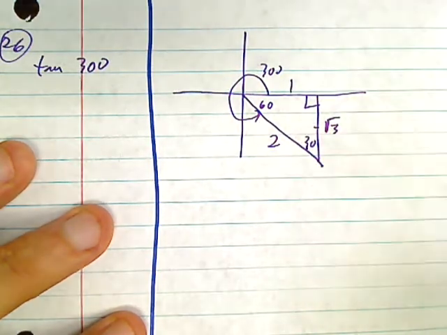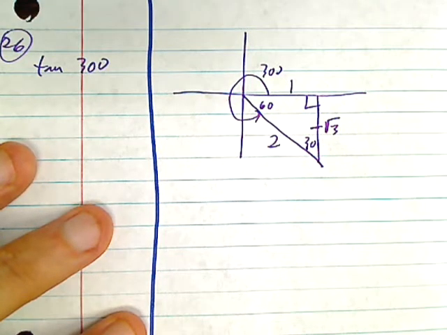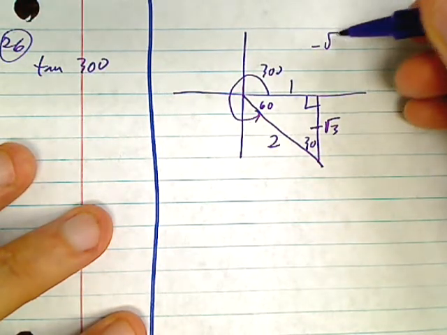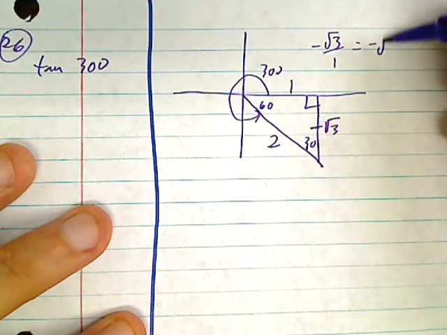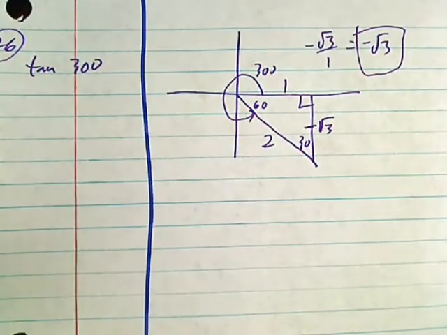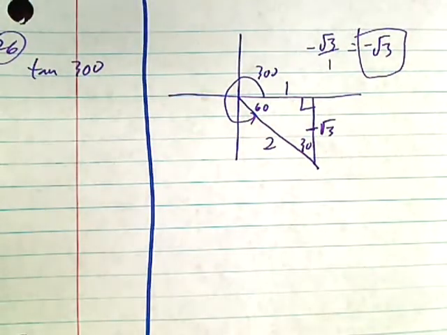And label your positives and negatives. 4th quadrant, the y-coordinate is negative. Tangent is opposite over adjacent, so negative square root 3 over 1, or just negative square root 3. So tangent 300, negative square root 3.